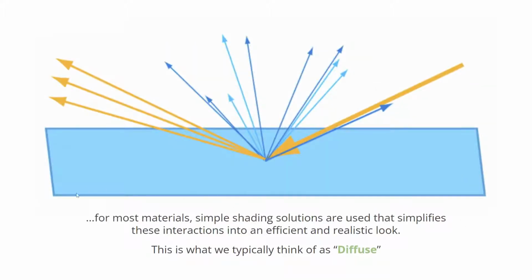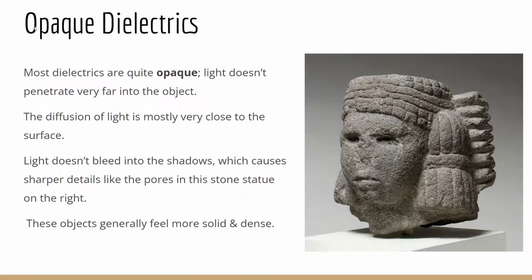Okay. For most materials, we use a very simple shading solution that simplifies all these complex interactions into an efficient but still realistic visual effect. So this is what we typically think of as diffuse. So opaque dielectrics: most dielectrics are quite opaque, which means that light doesn't penetrate very far into the object. The diffusion of light is mostly very close to the surface. So light doesn't go very far, but it still spreads, very shallowly.